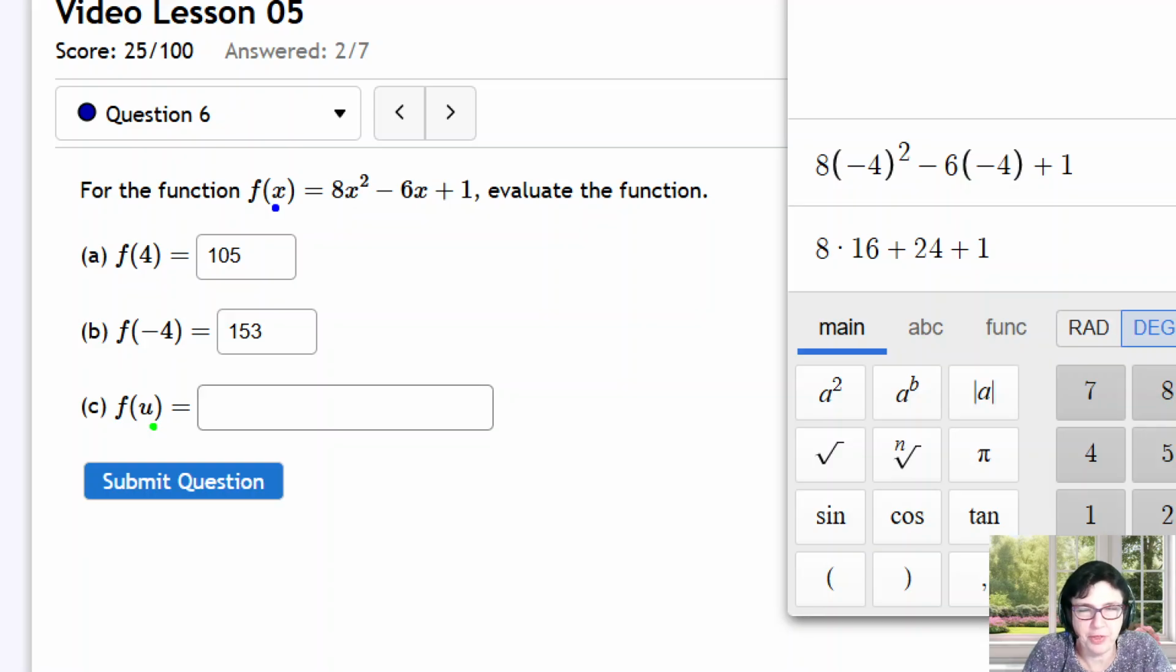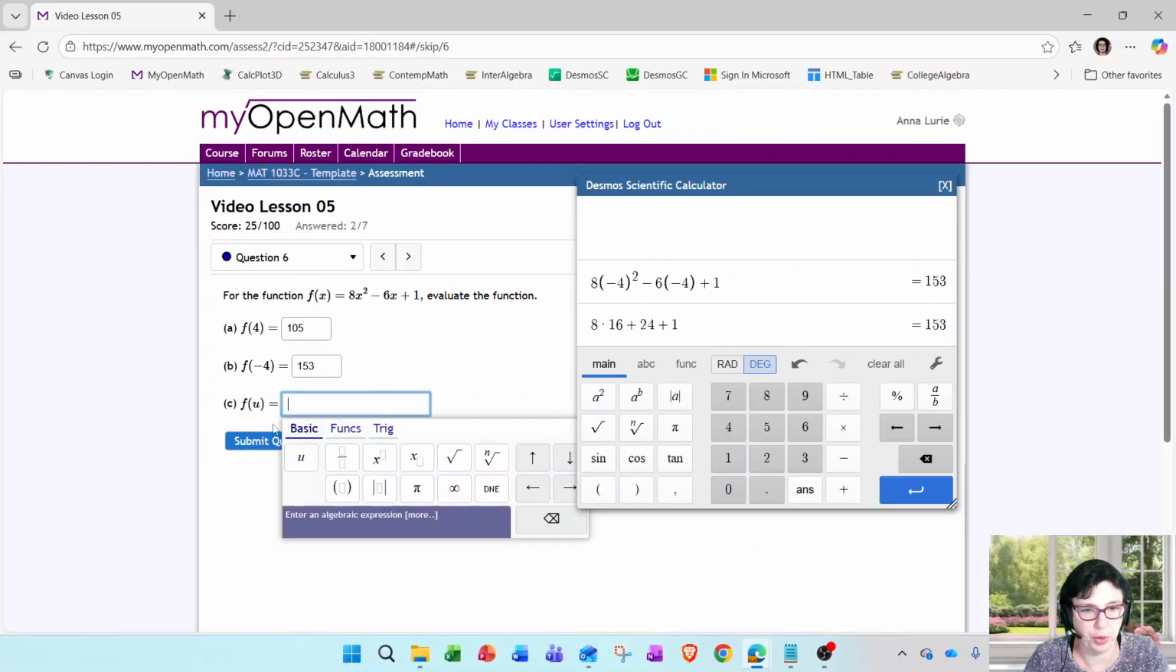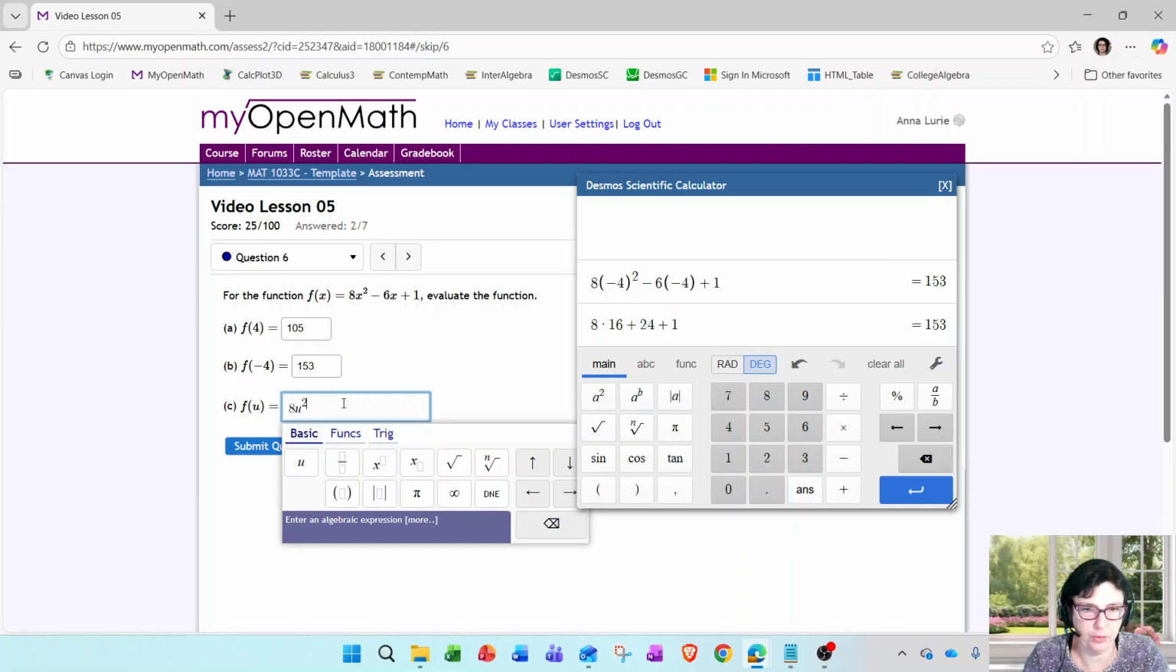It doesn't matter if it's an x or a y or an a. It's the same rule for this function because the function is called f. So all you have to do is just replace x with u. You can't compute anything because you don't know what u is. So you're just going to have to leave it. That's it.